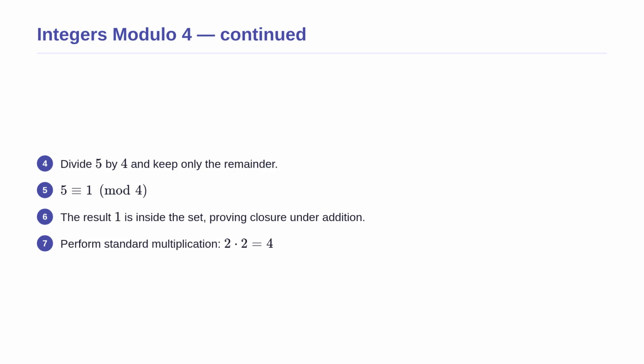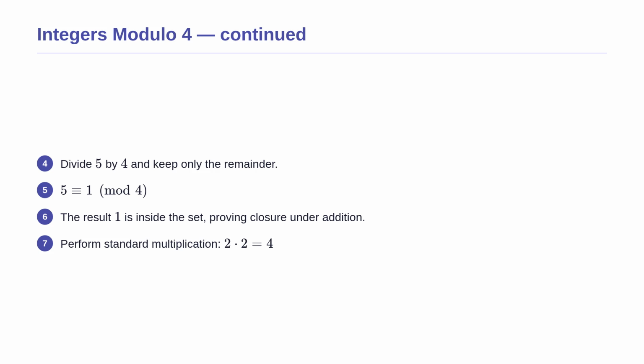We divide 5 by 4, which goes in one time with a remainder of 1. In modular arithmetic, we only care about this remainder. So in this specific ring, 2 plus 3 actually equals 1. This proves that the set is closed under addition because the answer wrapped back into our allowed set.